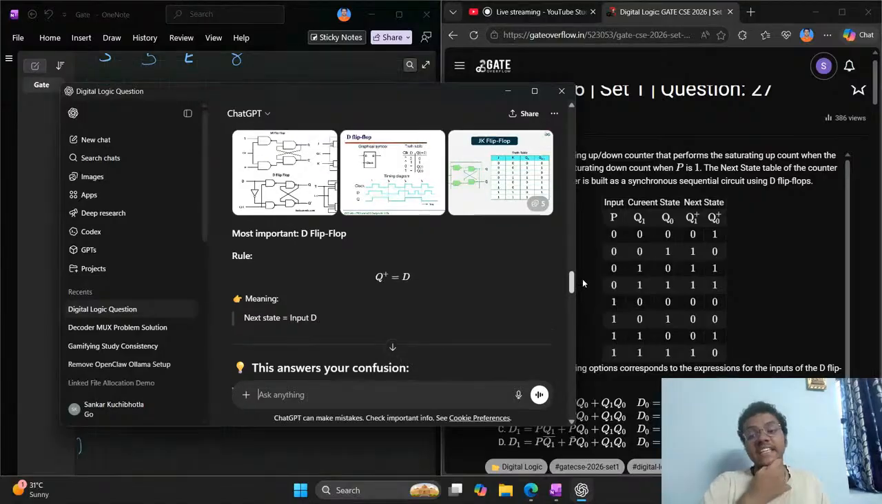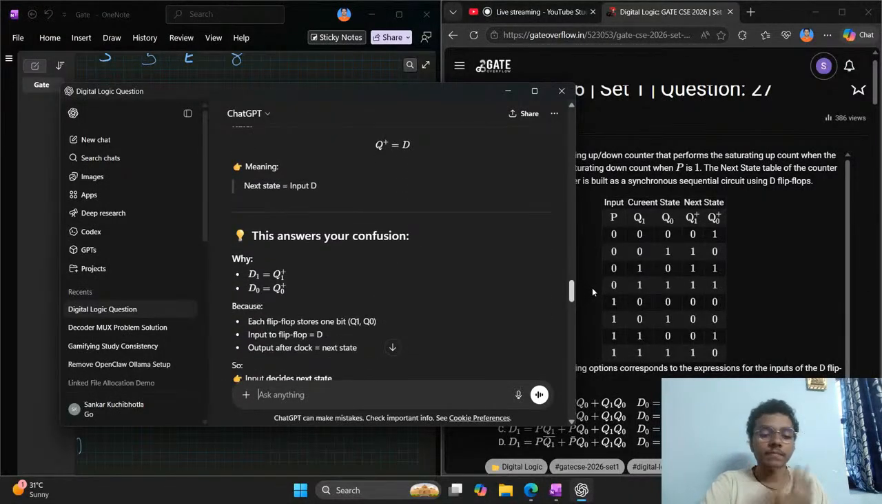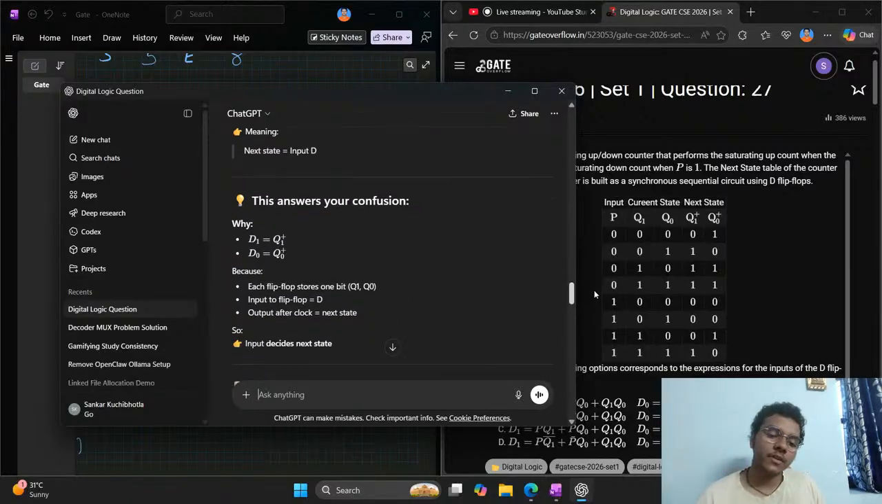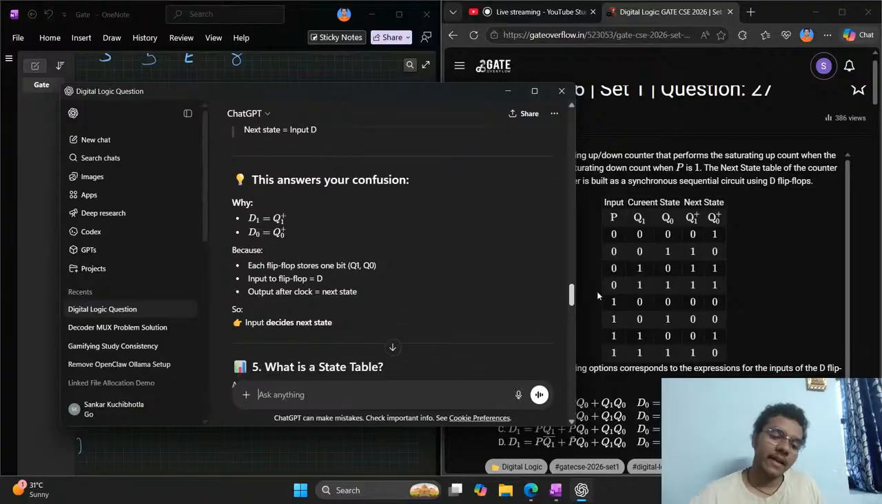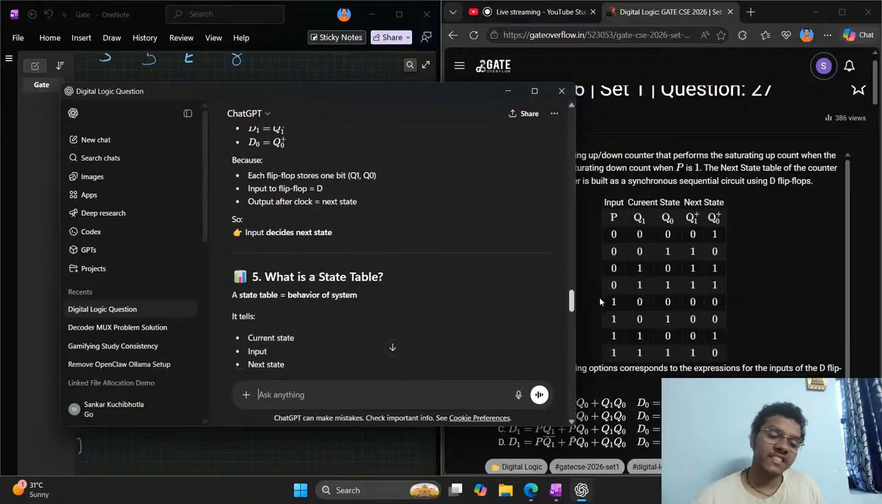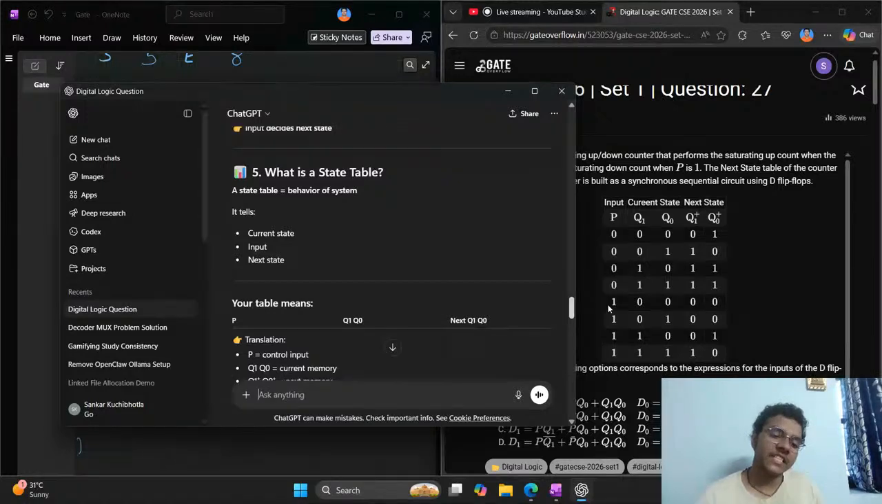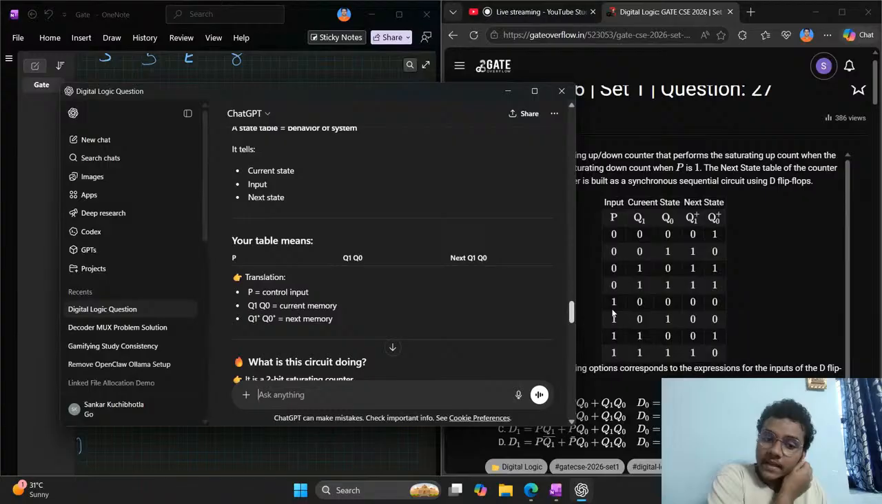So the next state depends upon the input D. Each flip-flop stores one bit, Q1 or Q0. Input to flip-flop is equal to D. Output after clock is equal to next state. Okay, input decides the next state. What is a state table? A state table is the behavior of the system. It tells current state, input, and next state. P is the control input. Okay, Q1 Q0 is the current memory.